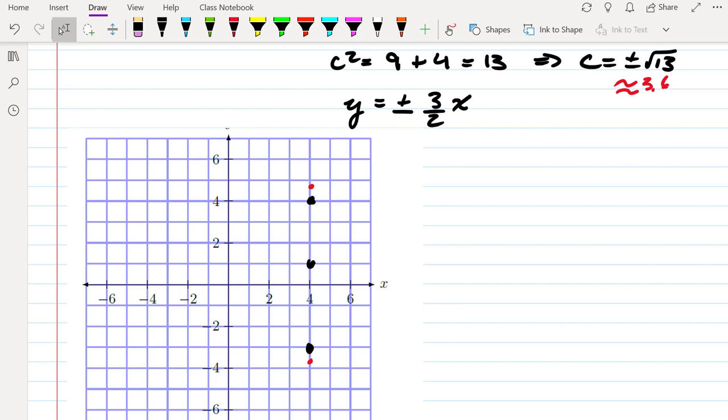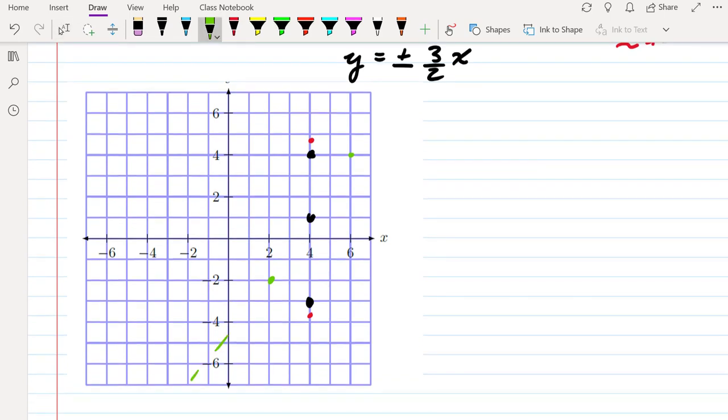And then we have our asymptotes. We're going to go through our center with slope 3 over 2. So we go up 3 over 2, and by some symmetry we get something like this. So then the hyperbola is going to look something like this.